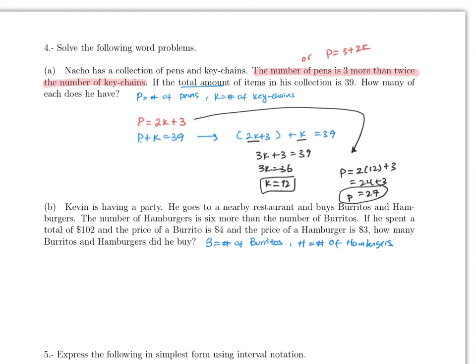Problems of this kind always require you to have two equations. You notice here how you have two equations. You cannot solve this with one equation only, so you need to have two. So here's the information for the first equation.